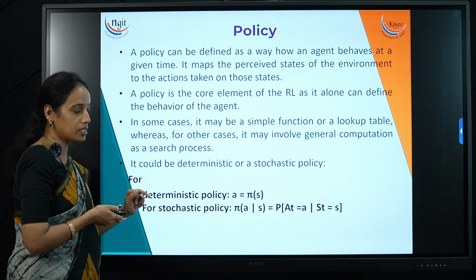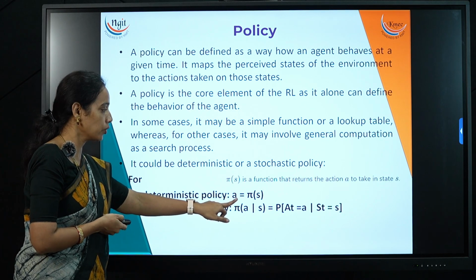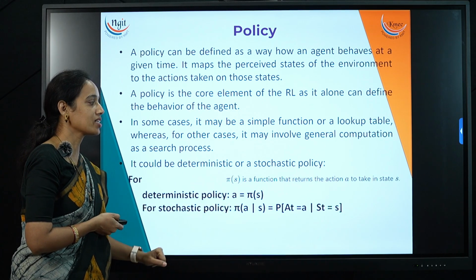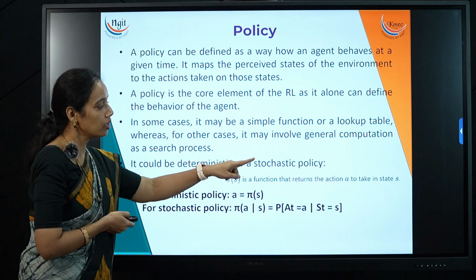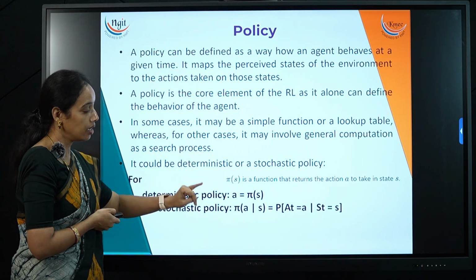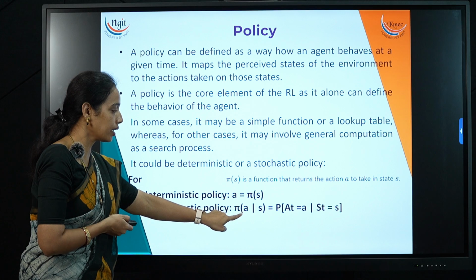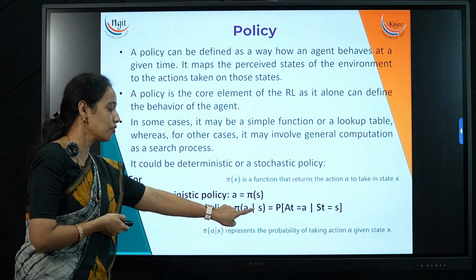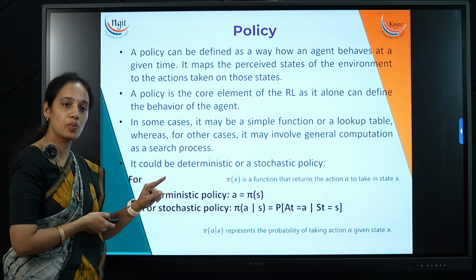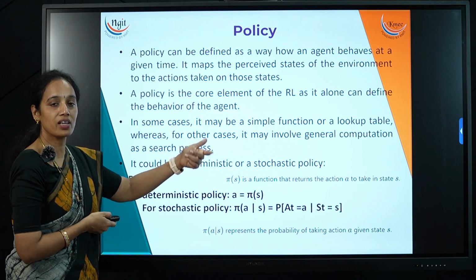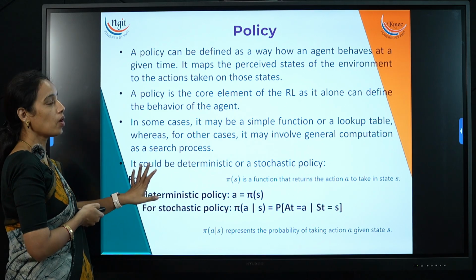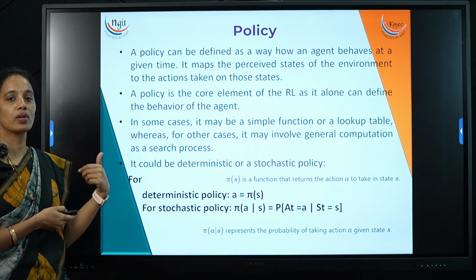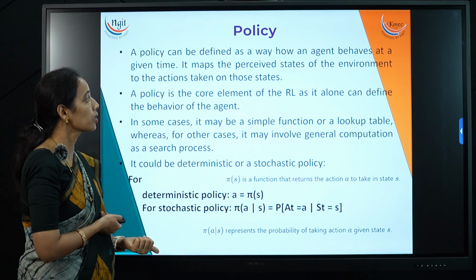For a deterministic policy, we write something like this, where pi of s is a function that returns the action A to take in state S. For a stochastic policy, we write pi of A given S, which represents the probability of taking action A given state S. So these are the two policies an agent generally follows when performing something in the environment.